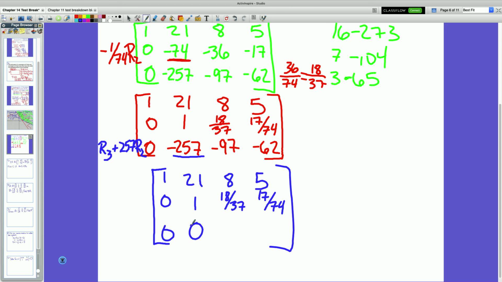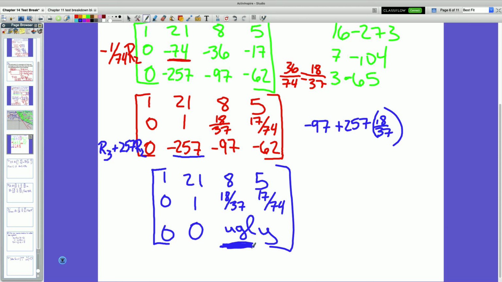So now we're going to take negative 97 plus 257 times 18 over 37. Let's see if we get even a halfway decent number here. I kind of doubt it. Times 18 divided by 37. No, it gets really, really ugly, guys. So I am going to stop here. But the next goal would be to get a 1 right here. This is ugly.